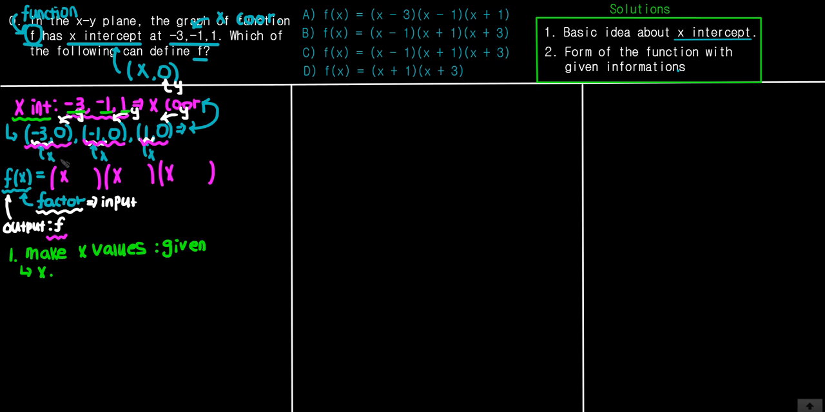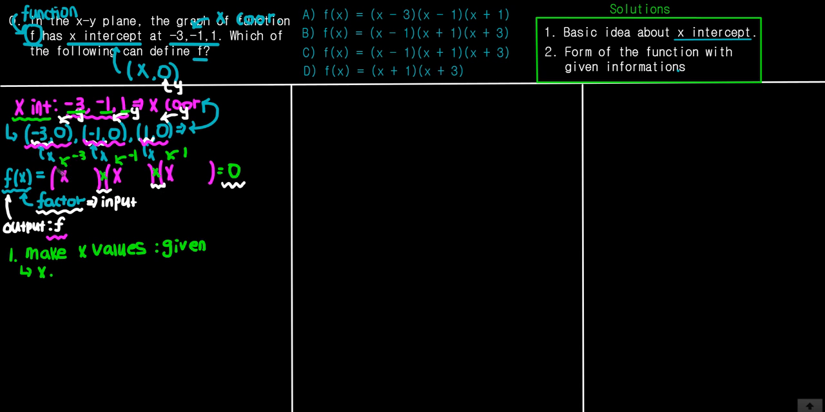So at first, the x value is -3, the x value is -1, the x value is 1. And beside the binomials, there should be a multiplication sign, and that should be equal to 0, as we have learned here. If the output is 0, that means this term can be equal to 0, this term can be equal to 0, or this term can also be equal to 0. The reason is because we're multiplying.